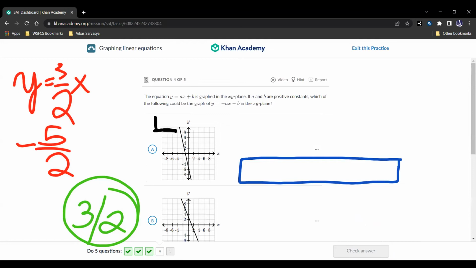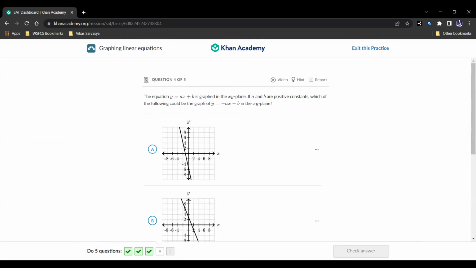All right, question number 4. The equation y equals ax plus b is graphed in the xy plane. If a and b are positive constants, which of the following could be the graph of y equals negative ax minus b in the xy plane?